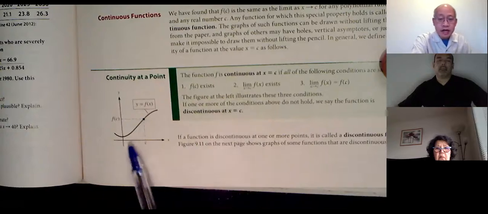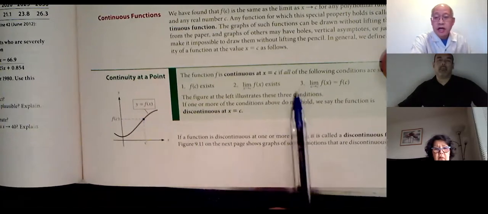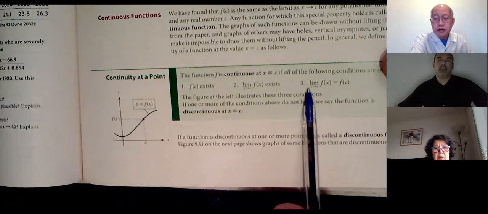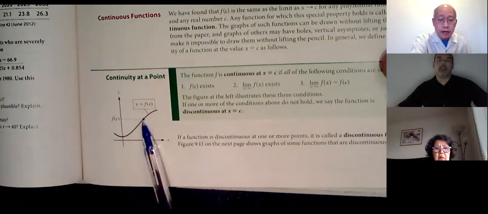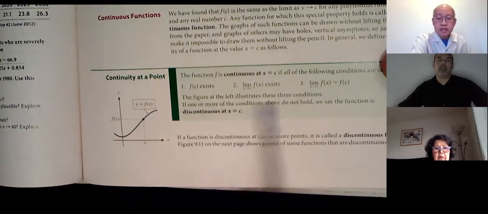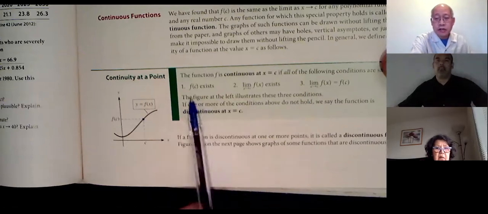They're saying the limit has to exist. The two-sided limit has to exist. And furthermore, the two-sided limit is the same as the function value itself. So in other words, we're not jumping up. We're not putting a hole here. So this is a formal definition of a continuous function. You don't have to worry about it. You're not responsible for it, but I just thought I'd let you know that that's what it's about.